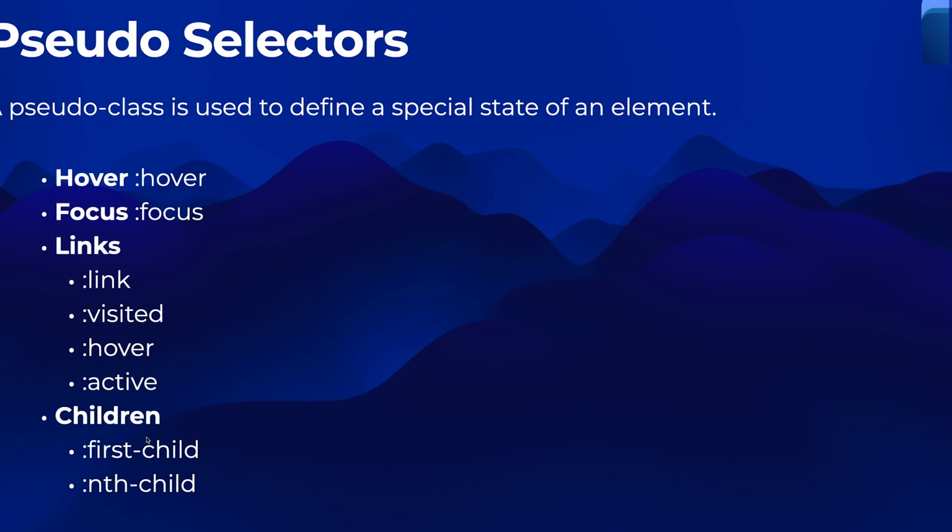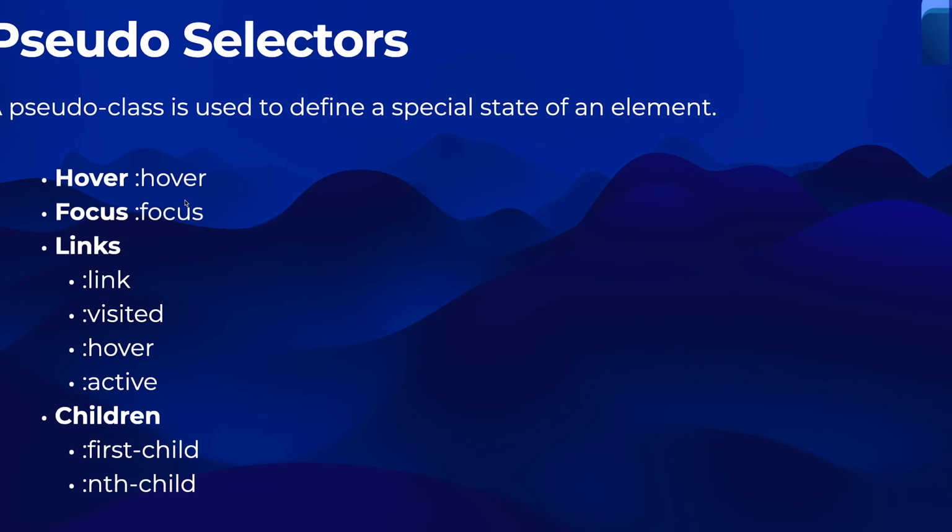And then you can also target different children. So first child, now nth child. Now what makes a pseudo selector are these 2 dots here. So once you add these 2 dots and then add the pseudo selector, which is hover, focus, whatever it is, then that makes it a pseudo selector. And I'm going to show you exactly how that works in VS Code.